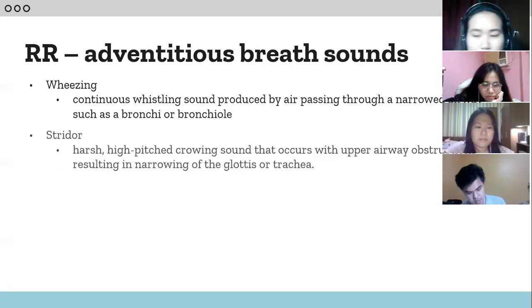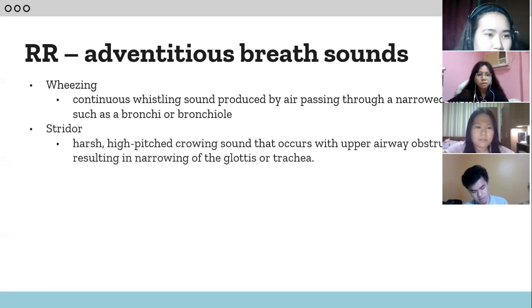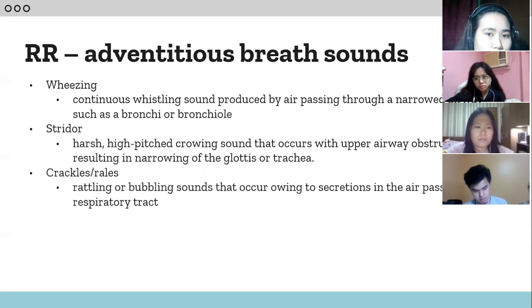So that is wheezing. Stridor is a harsh, high-pitched crowing sound that occurs with upper airway obstruction, resulting in narrowing of the glottis and trachea. Crackles, also called rales, are a rattling or bubbling sound that occurs with secretions in the passages of the respiratory tract. The sound is often compared to the rustling of a cellophane bag.